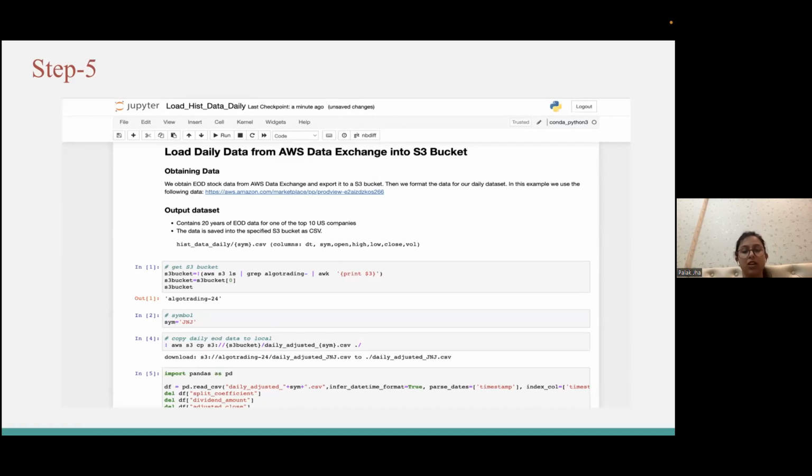From the notebook instance, we have to click on Open Jupyter Notebook, and then after that, we have to run all these cells. Overall, there are 6 cells. Once we have successfully run all the cells, the result is that the load history data daily file gets downloaded and it gets populated into the S3 bucket.